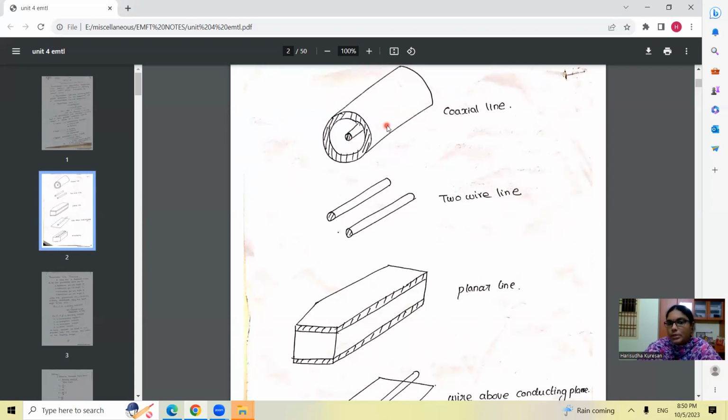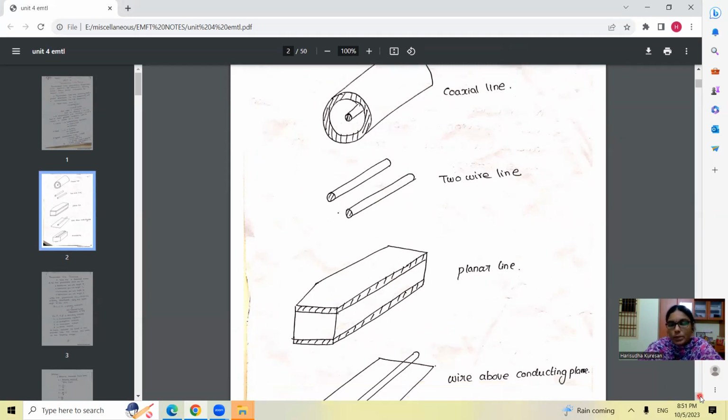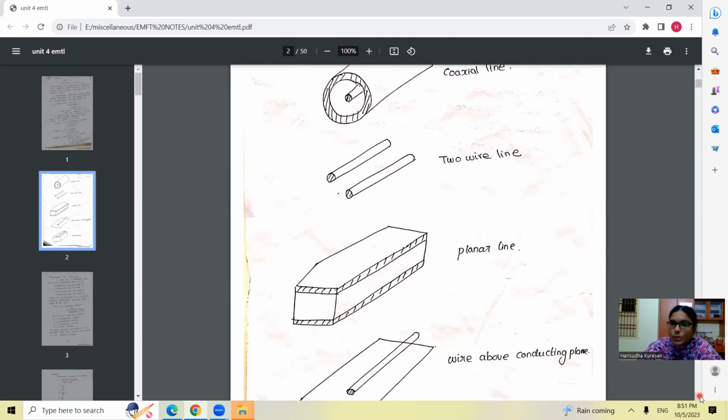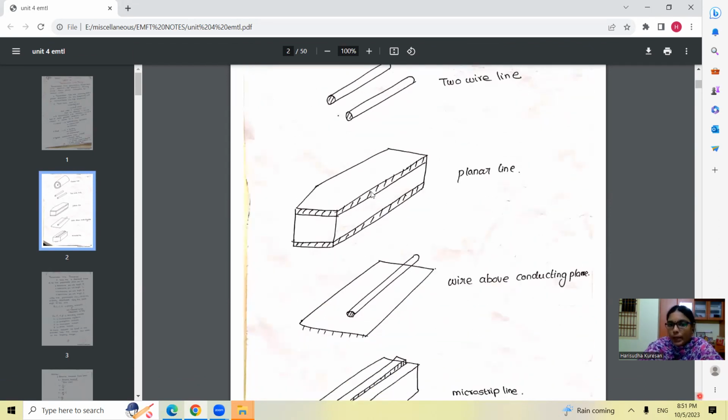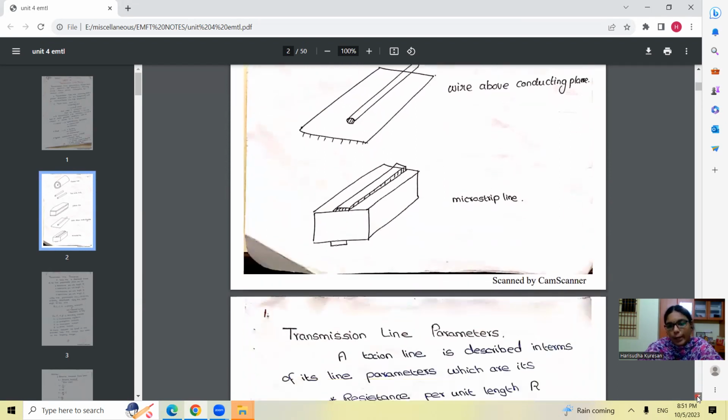Usually whenever there is a power cut in our home, we check the fuse. For replacing the fuse wire, we generally go for the coaxial cable. We remove the outer shield and take only the strips alone. Around 5 to 6 strips will be there, and those strips are used for the fuse. And this is called the two-wire line. We are also aware of twisted pair cables; in all houses we use twisted pair cables. And we have the planar line, this is how the planar line looks. Then we have the wire above the conducting plane and the microstrip line.